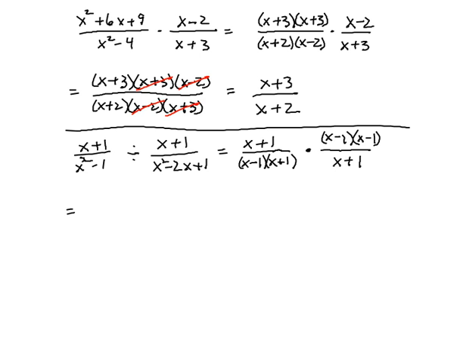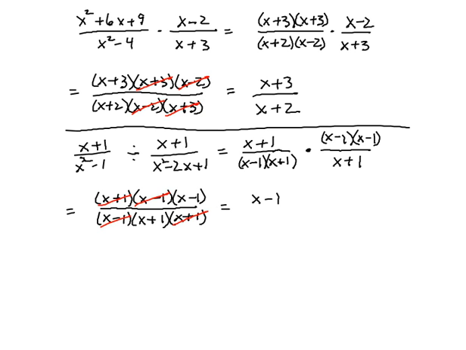So going ahead and multiplying the numerator of the first fraction by the numerator of the second fraction, and then the denominator of the first fraction times the denominator of the second fraction there. And then looking and seeing that I have the numerator and denominator completely factored, I have some common factors. And now I'm left with x minus 1 over x plus 1 as my final answer.